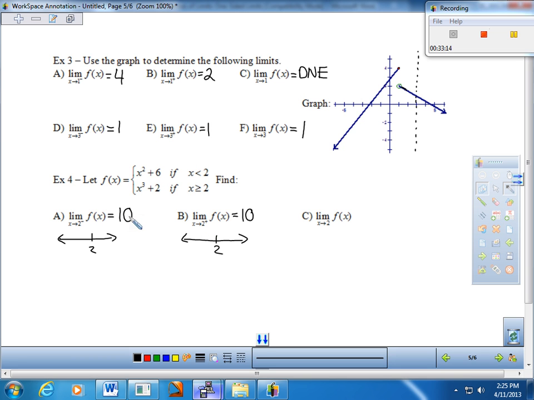Now guys, the left-hand limit's 10. The right-hand limit's 10. So our answer is 10. Because it approaches the same number, that is the limit by definition.